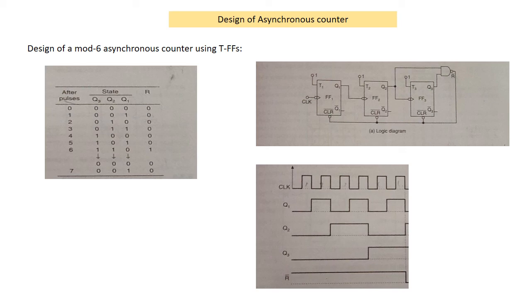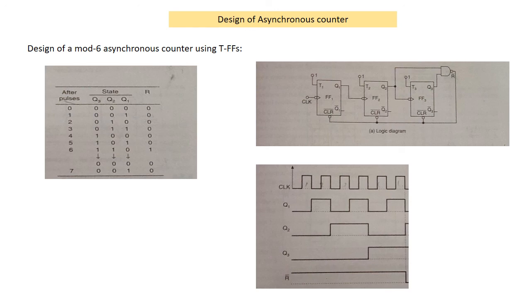Now we can see how to design a mode 6 asynchronous counter using T flip-flop. A mode 6 counter has 6 stable states, that is 0 0 0, 0 0 1, 0 1 0, 0 1 1, 1 0 0 and 1 0 1. When the 6th clock pulse is applied, the counter temporarily goes to the state 1 1 0 but immediately resets to 0 0 0 because of the feedback provided.